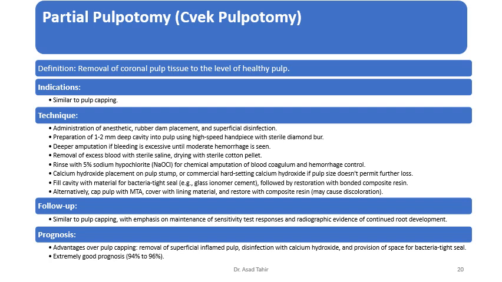Follow-up: similar to pulp capping, with emphasis on maintenance of sensitivity test responses and radiographic evidence of continued development. Prognosis. Advantages over pulp capping: removal of superficial inflamed pulp, disinfection with calcium hydroxide, and provision of space for a bacteria-tight seal. Extremely good prognosis, 94% to 96%.